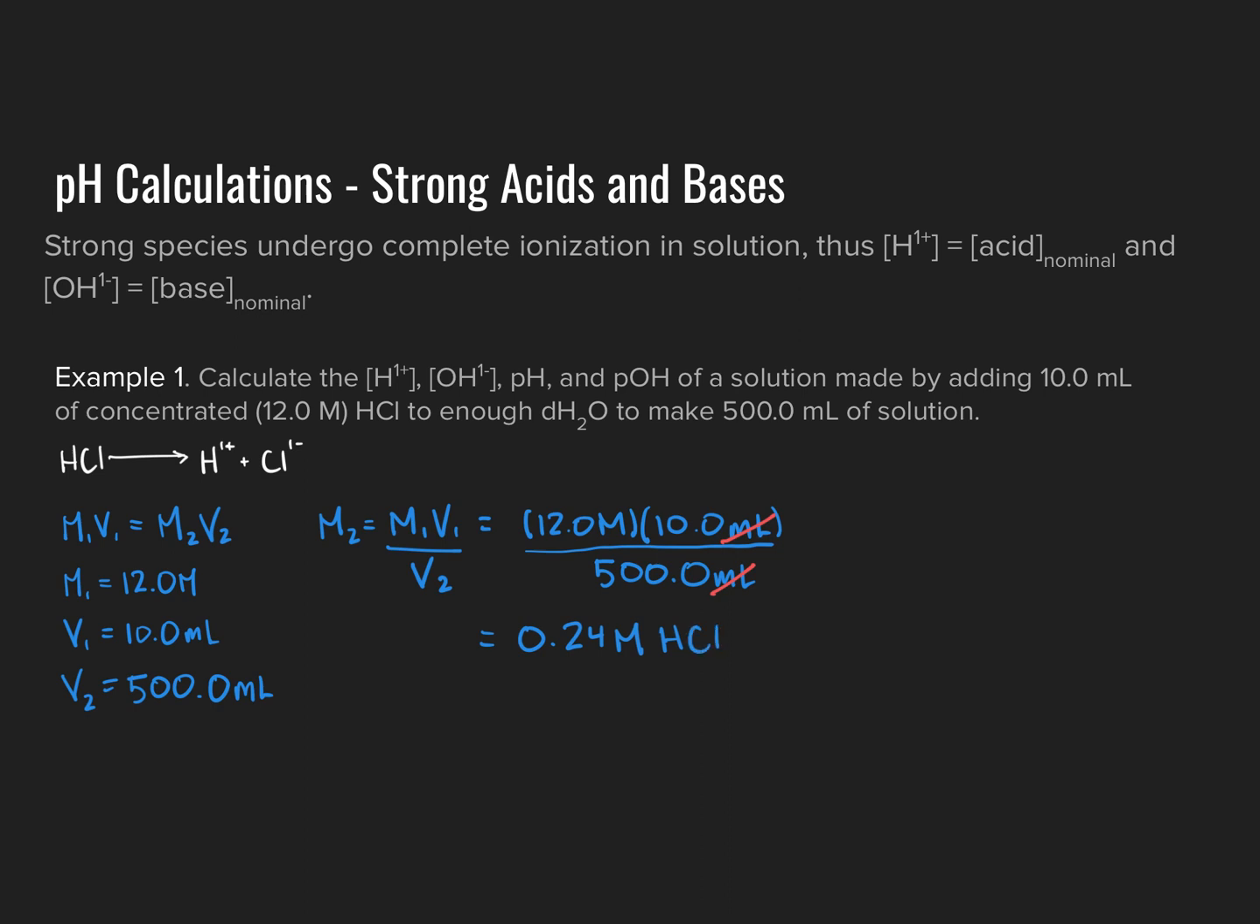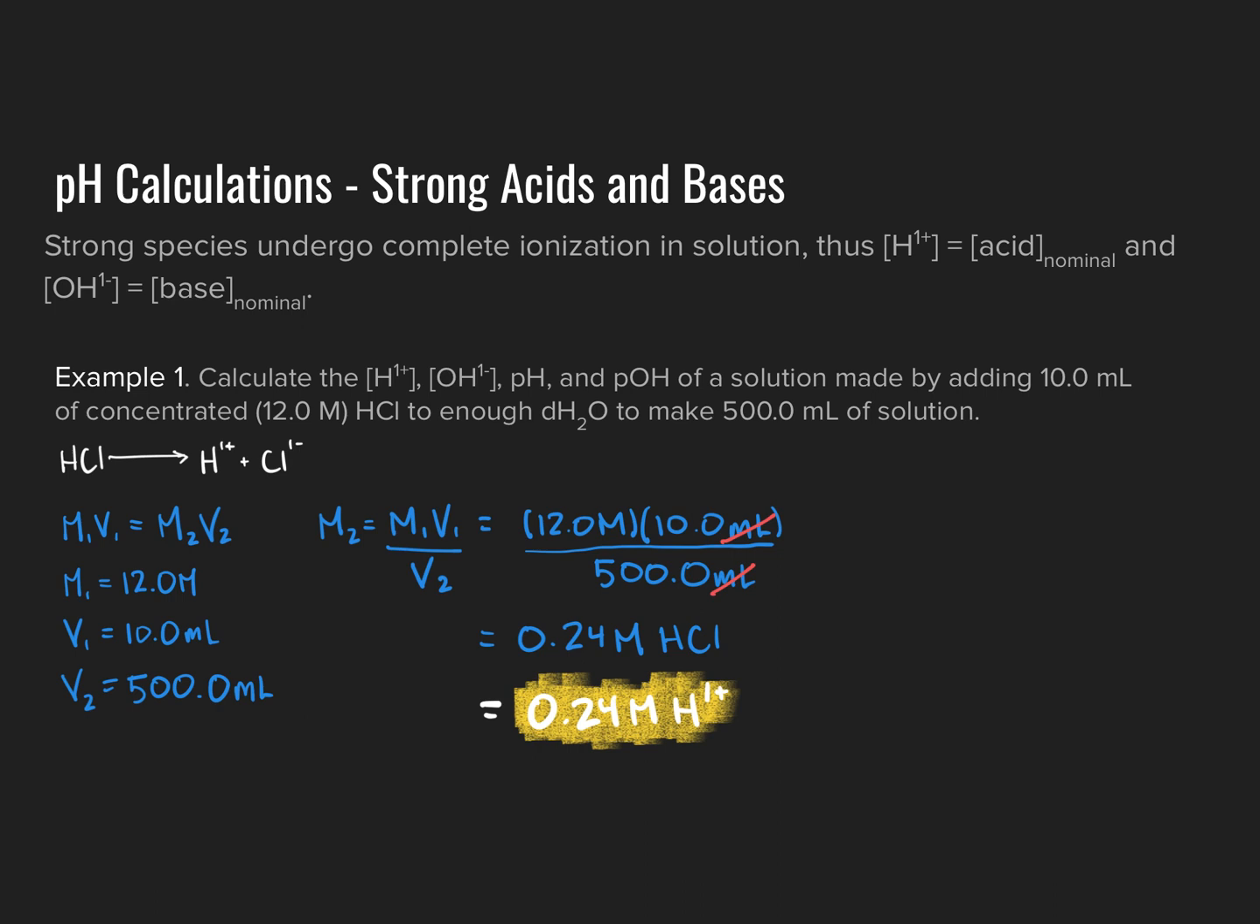So, that being said, that 0.24 molar HCl as a strong acid will undergo complete ionization into hydrogen ions and chloride ions, and as such, I can now state that the hydrogen ion concentration in my dilute solution is also therefore 0.24 molar. And at this point, with the hydrogen ion concentration, I'm simply into my pH square.